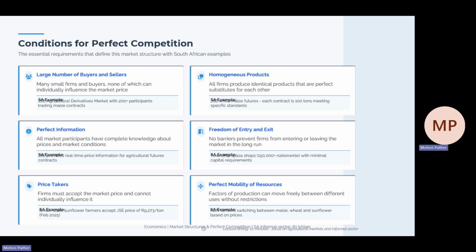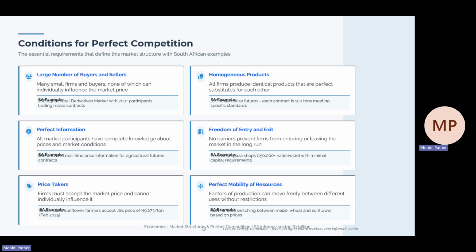Perfect information. The idea is that everyone has real-time price information of all the agricultural future contracts. Okay, so all market participants have complete knowledge of all the prices and market conditions immediately. There is freedom to enter and exit the markets. There are 150,000 nationwide spaza shops. There are minimal requirements to entry or exit.